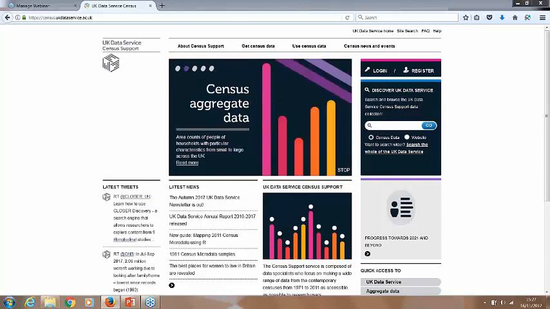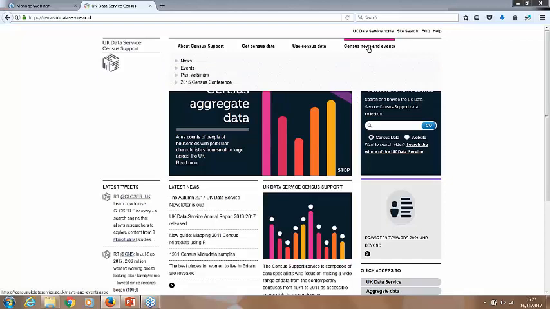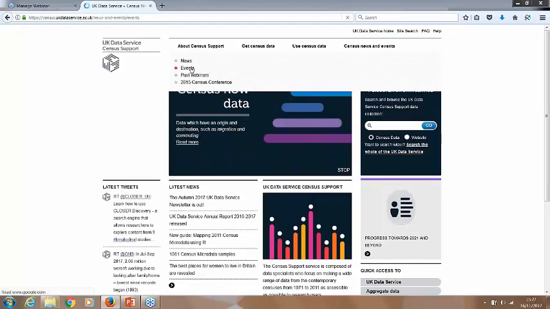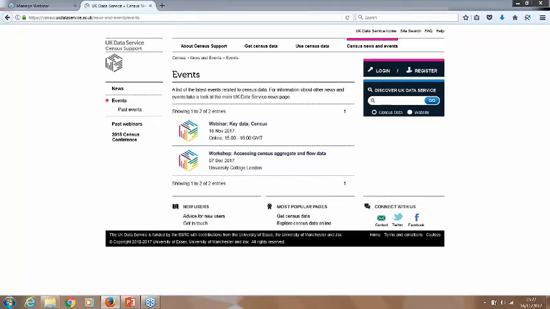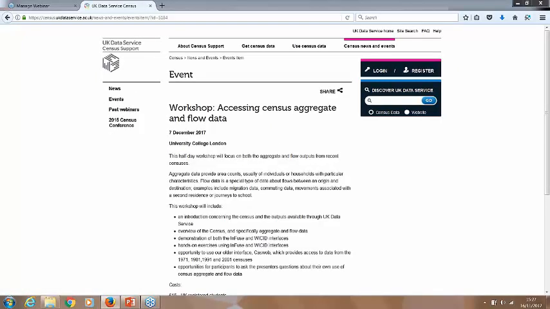There's different things on the website. So I'll start with, before I forget, it should be under here, I'm hoping. If we go to news and events, just to let you know, if you are in London, we are doing a workshop specifically about census aggregate and census flow data. There's some details about that there. It's just a half-day workshop, so book on if you're interested in doing more, and there'll be some hands-on demos.